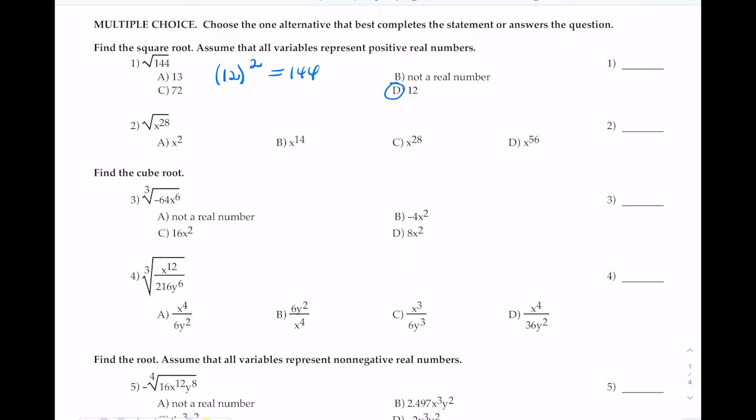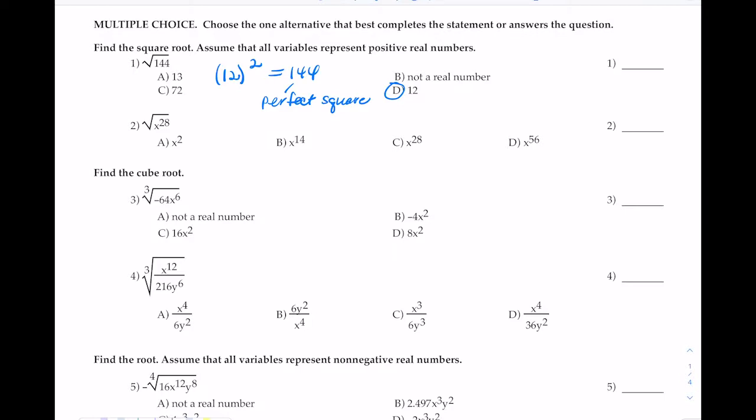Now, if you want to find a square root, 144 is what we call a perfect square because you can take the square root of 144 very easily. If you don't have a perfect square, then you need to break that number down, and we'll see that as we work along these problems.